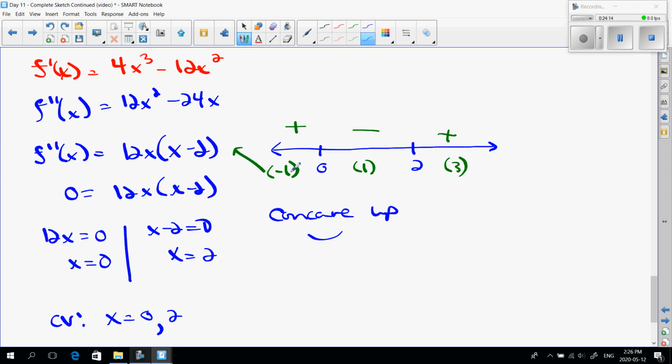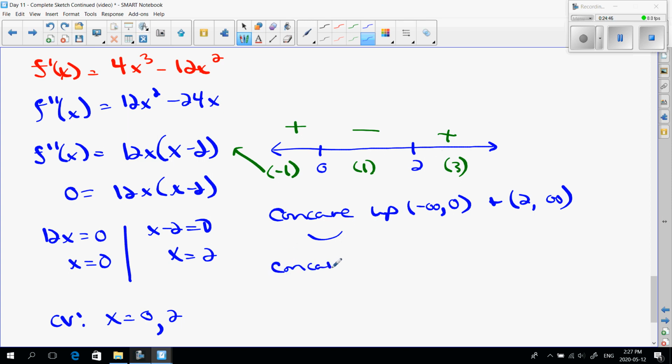Some people have a hard time telling what the interval is when there are negative 1s here. But remember, you're looking at the number line. The negative 1 is what I tested. I'm looking at this arrow pointing left and this critical value 0. So the left arrow represents negative infinity to 0. And it's also concave up from 2 to the right arrow, positive infinity. So it's concave up where the positive signs are.